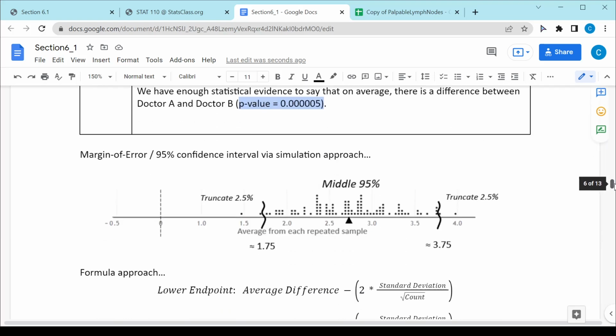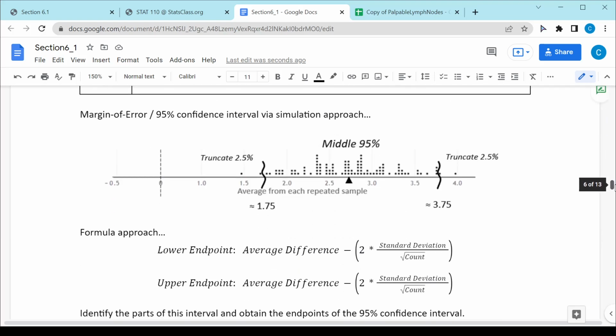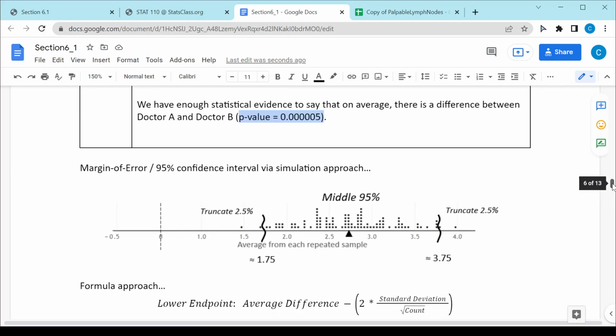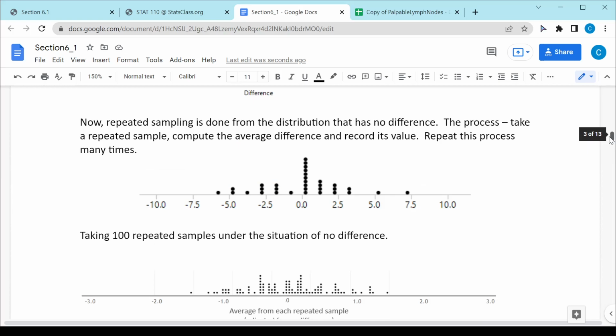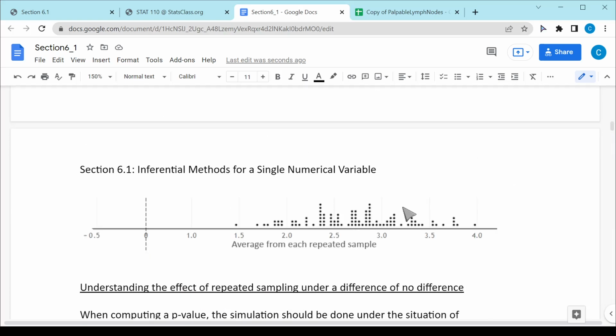Okay, let's talk a little bit about the margin of error. So the margin of error, what we do with the margin of error is we go after the middle 95% of my data values. Oh, wait a minute. Don't say data values. What are these values? They are the averages over the repeated samples. So again, what we do to compute a confidence interval or margin of error is look at what's going to happen over the repeated samples. And then just give a range of where most of them are going to be at.